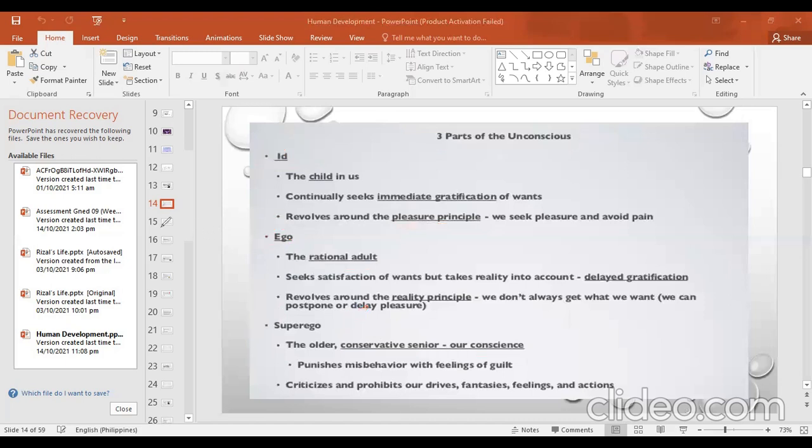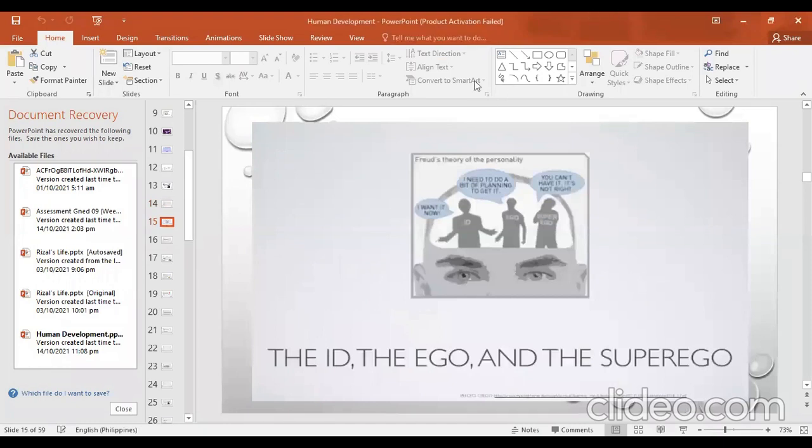Okay? So let's have the example here. Ayan. So first we have the id. Look, sabi niya, I want it now. And then, sabi naman ni superego, you can't. You can't have it. It's not right. While si ego, si reality, I need to do a bit of planning to get it. So see the differences?